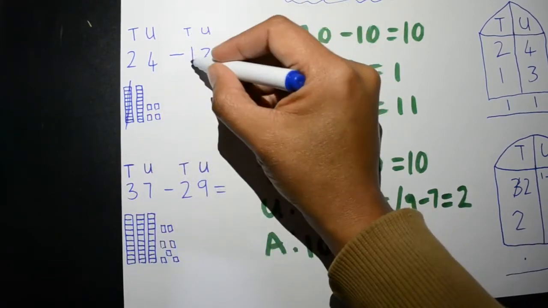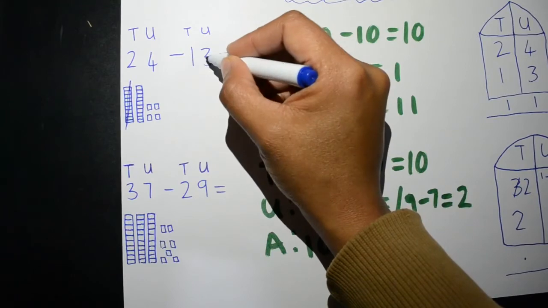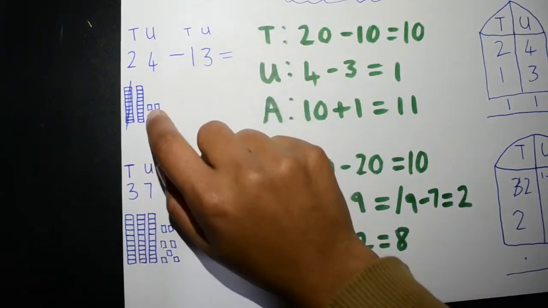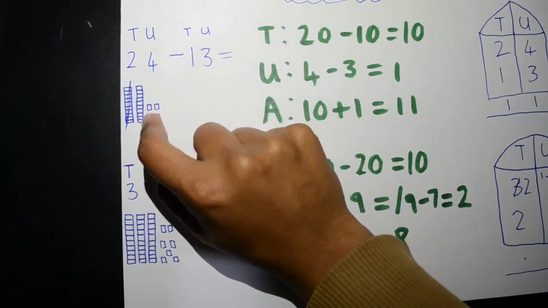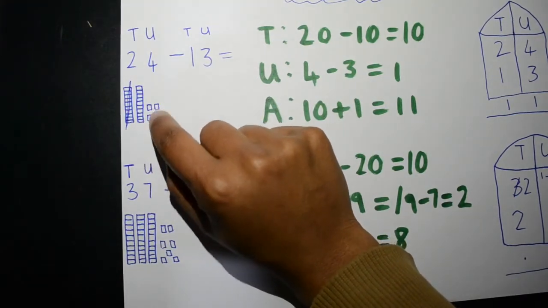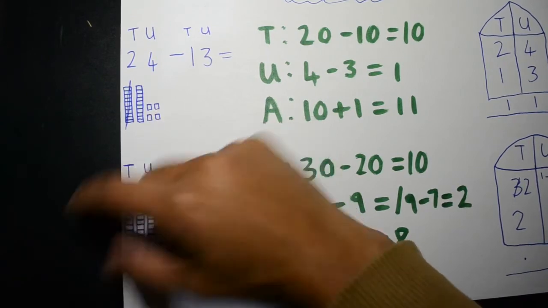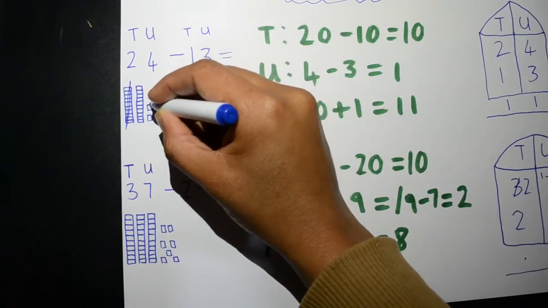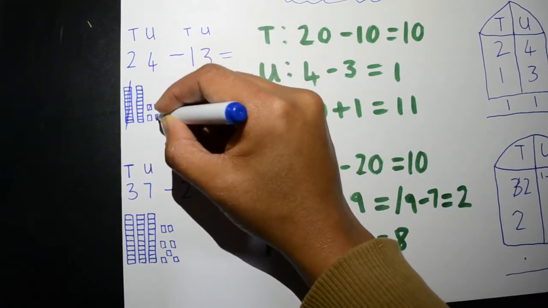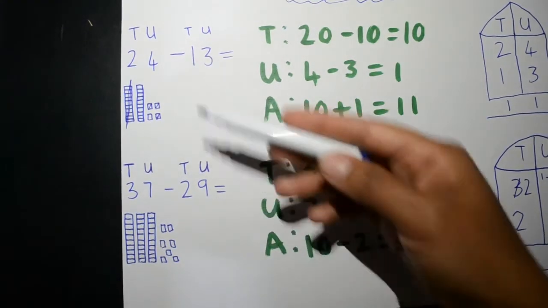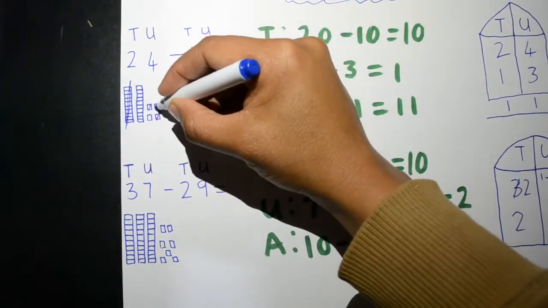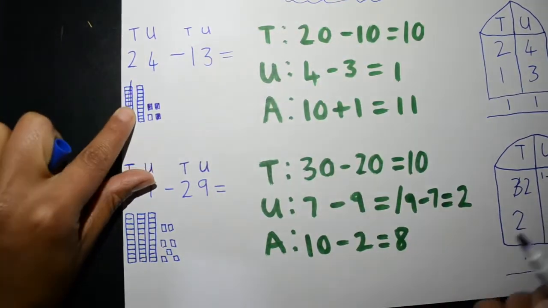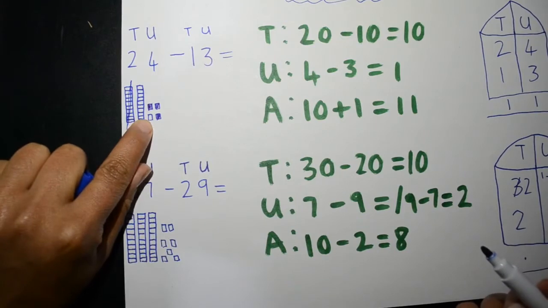But now we've already taken away 1 ten, we need to take away 3 units. So I don't need to come here to the tens and take away the tens. I can see that I can take away 3 from here. Okay, so I'm going to just scratch that out, and it's 1, 2, 3. So this is me scratching it out. Now we are left with 1 whole ten and 1 unit.